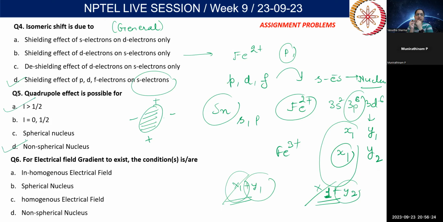Good. Very good. Now try the sixth one. For electric field gradient to exist, the conditions are, there could be one option, there could be many options. See the options, whether it requires inhomogeneous electric field, whether it requires spherical nucleus, homogeneous electric field, non-spherical nucleus.